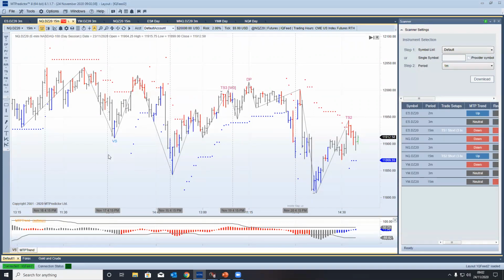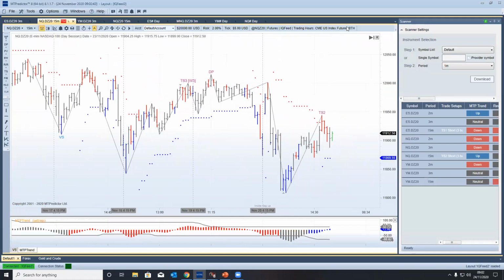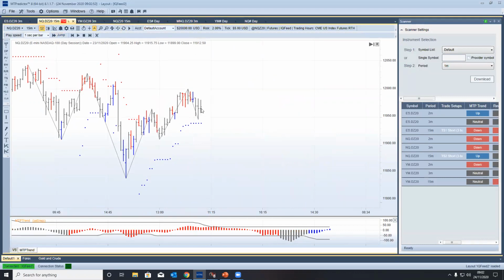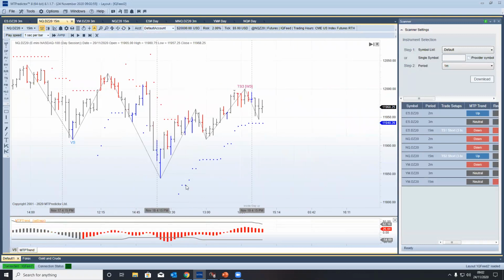So how do we do this? Well, I want to start by looking at Friday. This is a 15-minute chart. This is the regular trading hours, by the way, so it's 9:30 to 16:15 New York time, what we call the day session. I just want to go back to a bit earlier in the day on Friday. So this is the situation we had on the NQ.